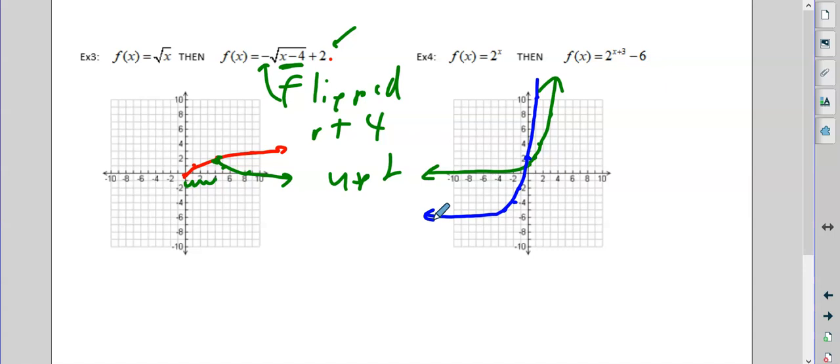So what happened on this one? Well, you can see the blue one is left of the green one, and it actually is left 3. And also you can see that it moved down 6, and we get that from right there.